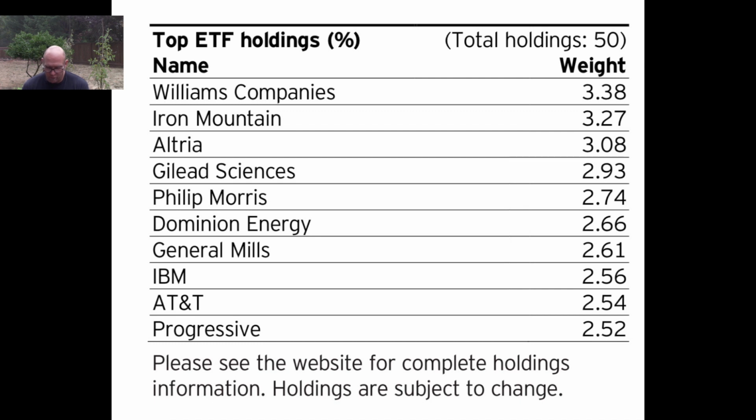If we're looking at the top 10 holdings, you guys, number one holding is Williams Companies, then Iron Mountain, Altria, Gilead Sciences, Philip Morris, Dominion Energy, General Mills, IBM, AT&T, and the 10th in that group is Progressive.